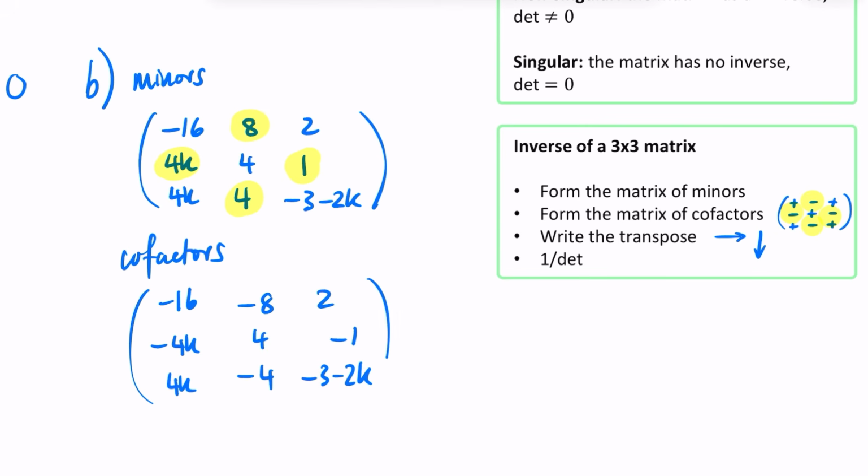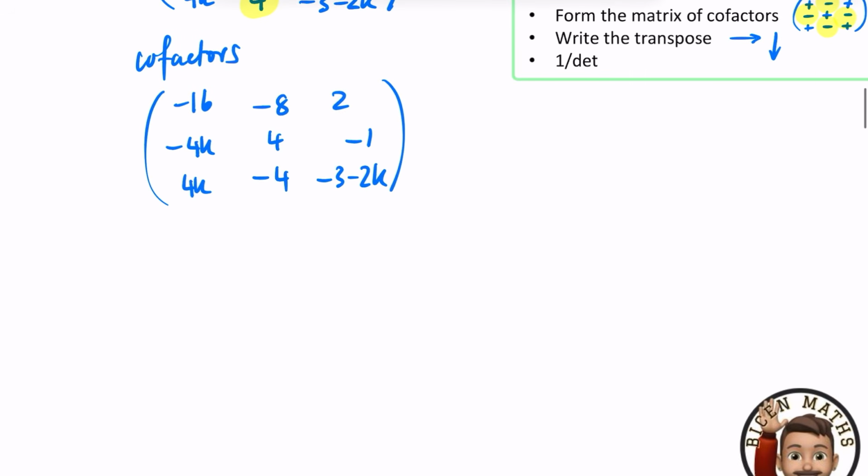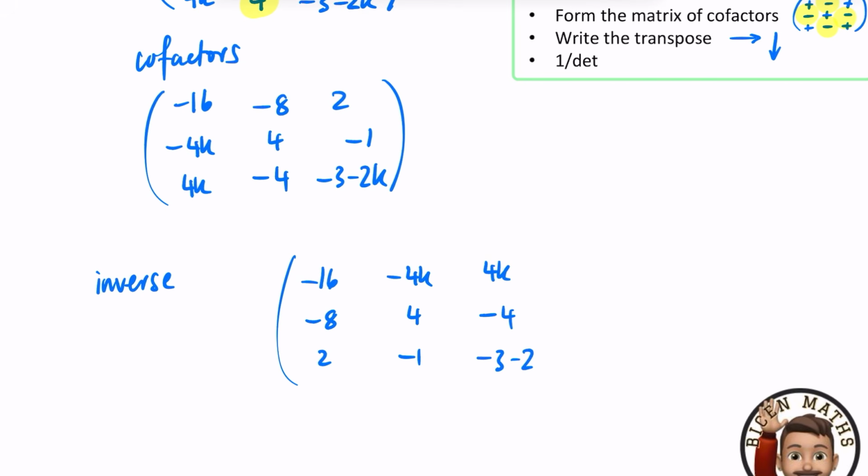Okay, and then we are going to do the transpose. In fact, I'm probably going to go straight in with the final inverse. So I'll do the transpose. That is where I said a row becomes a column. First row becomes first column. That's minus 16, minus 8, and 2. Second row becomes the second column. Third row becomes the third column.